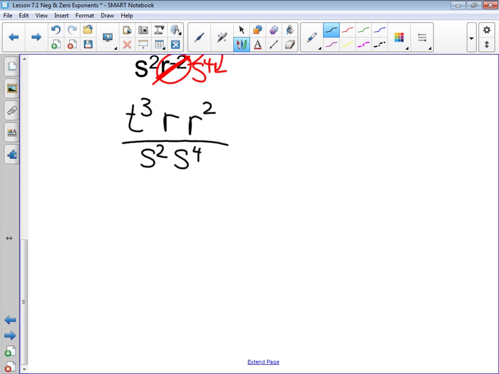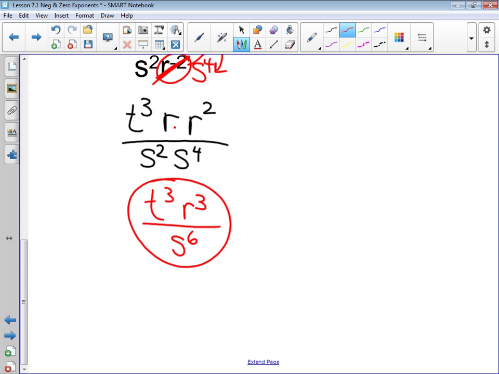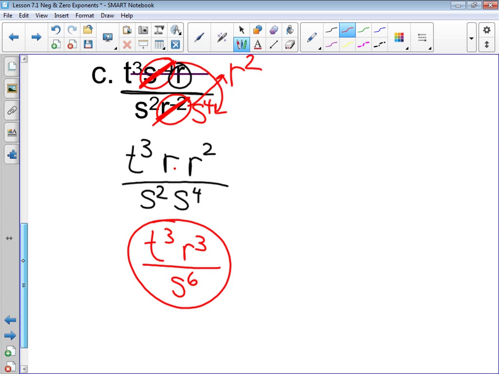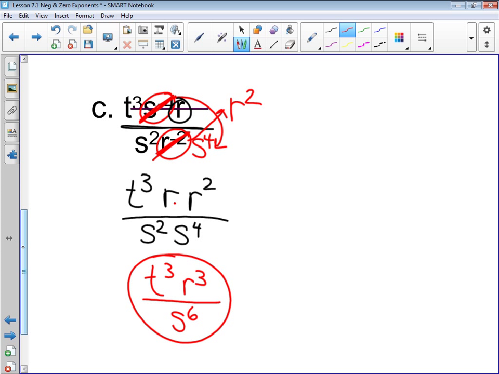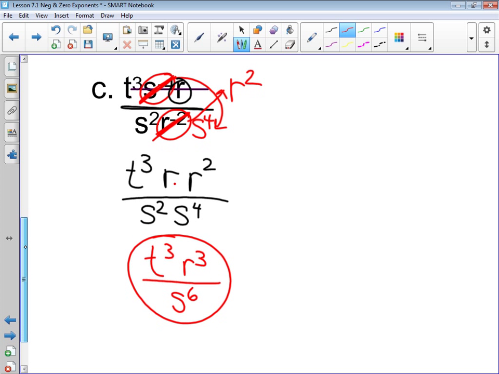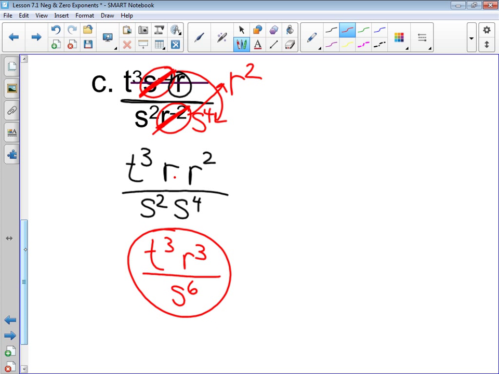And if you recall exponents, r times r to the second is r to the third on the top with the t to the third, and s squared times s to the fourth is s to the sixth. And that's it. And again, I'm going to repeat myself, but if you're having trouble understanding what I'm explaining, just make sure you have the examples written down, and then when you get to class tomorrow, we'll look at some of these examples and do some of the problems out of the assignment.